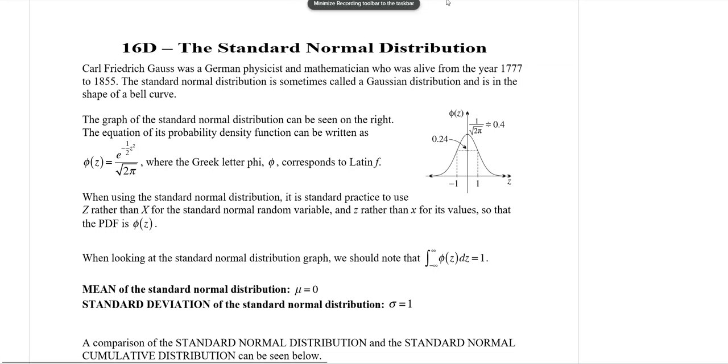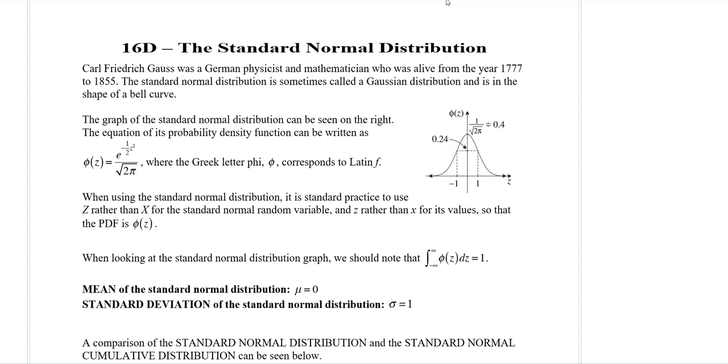All right. So 16D is the standard normal distribution. Carl Friedrich Gauss was a German physicist and mathematician who was alive from the year 1777 to 1855. The standard normal distribution is sometimes called the Gaussian distribution and is in the shape of a bell curve. So that kind of curve that you can see over there on the right-hand side. The graph of the standard normal distribution can be seen on the right.